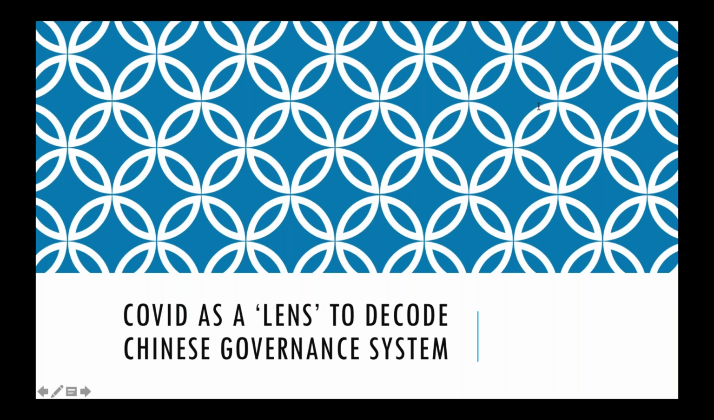And as everyone is concerned with the specific topic or the phenomena of the COVID, I thought we can take a look at the current crisis and then use it as a lens to decode the Chinese governance system. And when I say the Chinese governance system, I specifically mean to take a look at the politics and also take a look at the society within China.